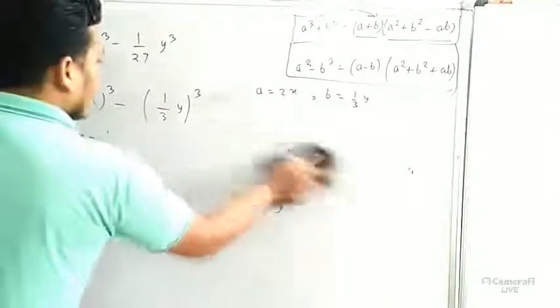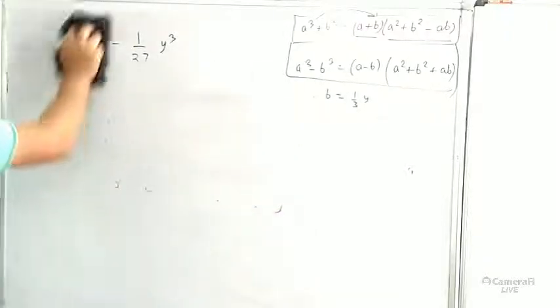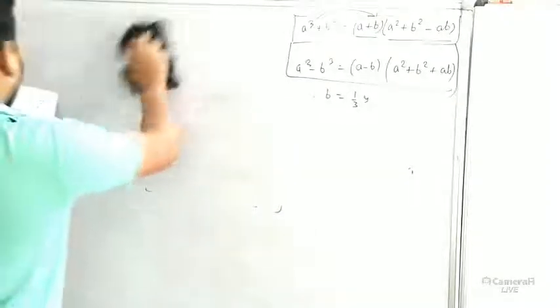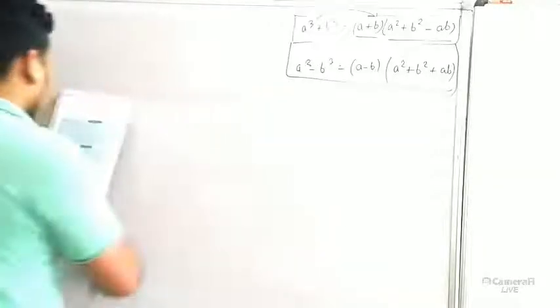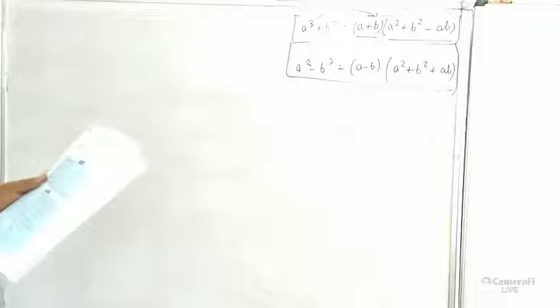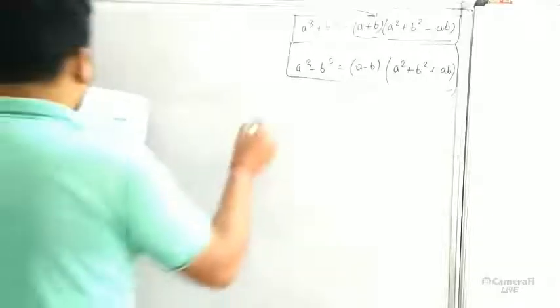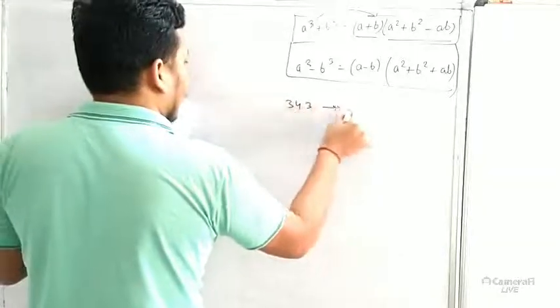Next is question number 14. First of all, check whether 343 is the cube root of any number or not. If it is, then check question 14. Okay, question number 14. When you solve it, 343 is the cube of 7.